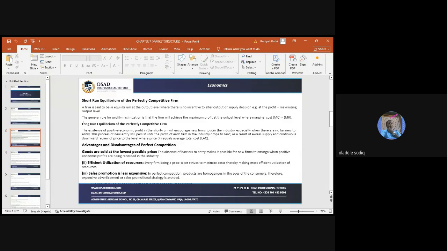Then we also have the long run. So in the long run, what we are talking about is that the existence of positive economic profit in the short run will encourage new firms. So the more profit that you make, this will attract more firms. This will make more firms want to join the industry, because when they see that you are making more profit, people will also be willing to come into the industry to also sell, so that they can also make profit.